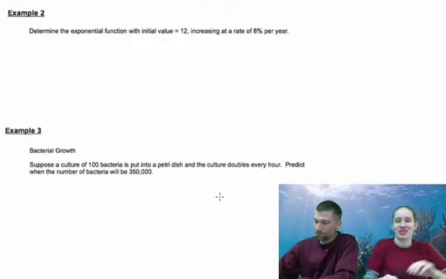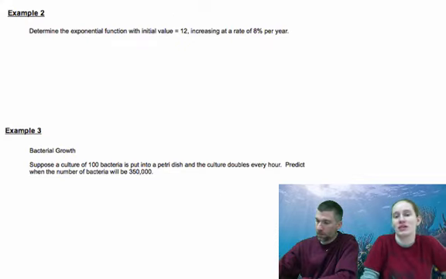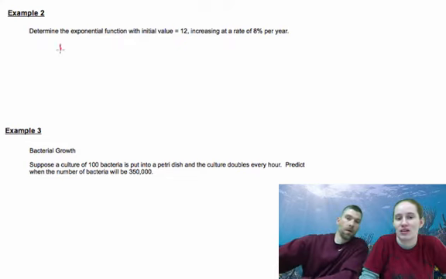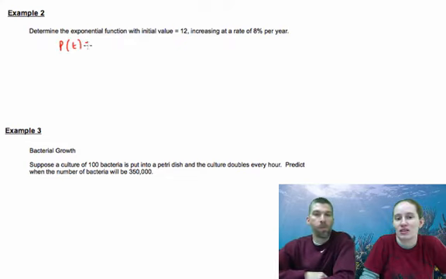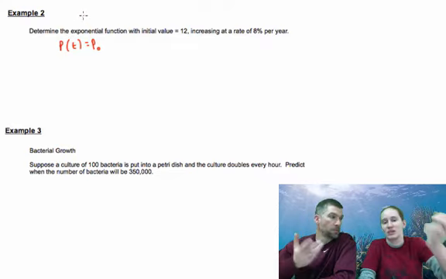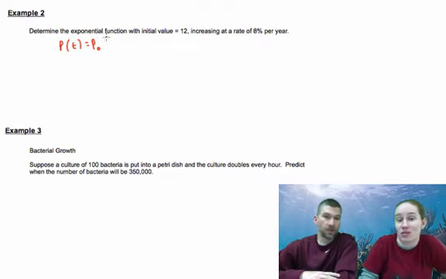Some more word problems. Example 2. Now we're going to determine the exponential function with an initial value of 12, increasing at a rate of 8% per year. And this isn't necessarily population, but it still fits that model that we had up above. P of t equals P naught. But this time we're not saying P has to be population. It works for population. Works really well for population.